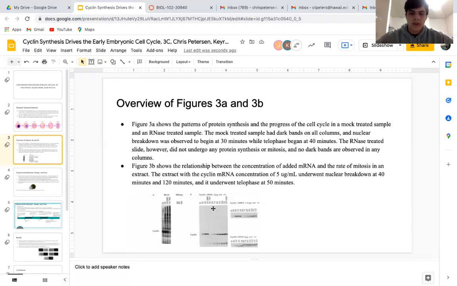3b pretty much gives us a comparison of how differing concentrations affect the rate of these processes. As you can see here, an increased concentration causes the rate of mitosis to increase. The first and highest concentration was 5 micrograms per milliliter. And it was observed that nuclear breakdown occurred at 40 minutes and 120 minutes when it underwent a second cycle, and telophase was reached at about 50 minutes. But as you can see here, when it gets down to 2.5 or 1 microgram per milliliter, nothing happens at all. No nuclear breakdown or mitosis.